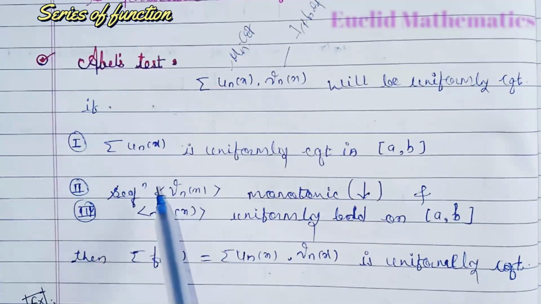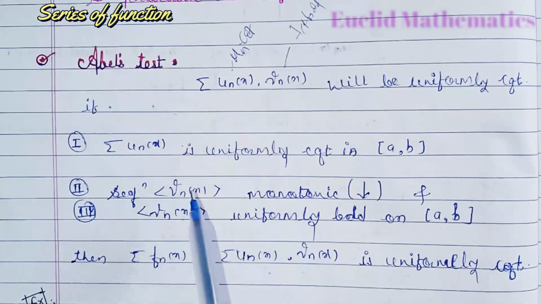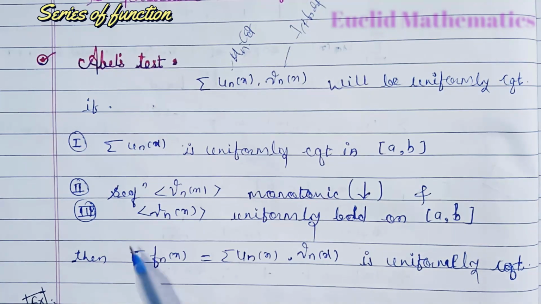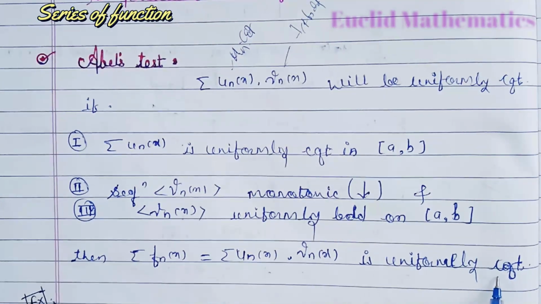Second property: if one is uniformly convergent, then the remaining one, v_n(x), is monotonically decreasing. That means it goes to smaller and smaller. And the third property: it is uniformly bounded on the closed interval [a, b]. I explained in my previous lecture what is meant by uniform boundedness. That means the sequence of functions v_n(x) is bounded by some constant value inside that interval [a, b]. Then we say that the series f_n(x), which is the series u_n(x) into v_n(x), is uniformly convergent.